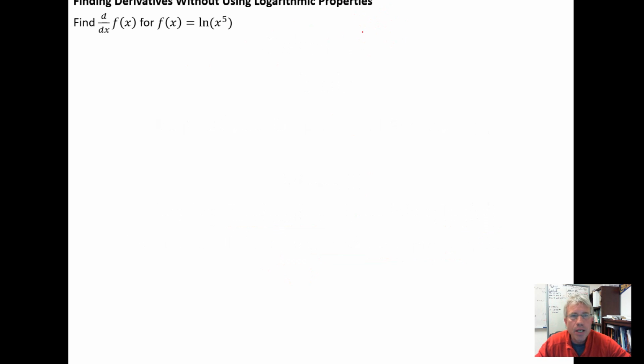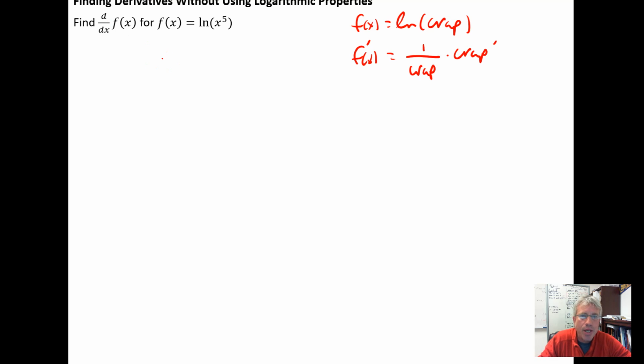And the key for taking derivatives involving the natural logarithm is just to remember that if we have f of x equaling the natural log of some crap, when we take the derivative, we get 1 over the crap times the derivative of the crap. It's always going to have this form, crap prime over crap, after you've taken the derivative.